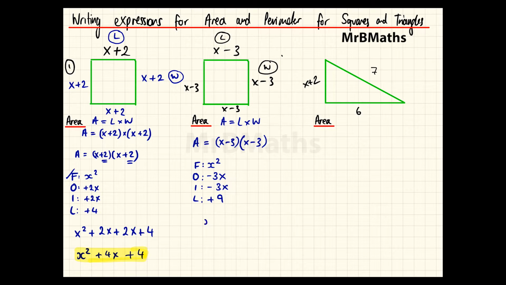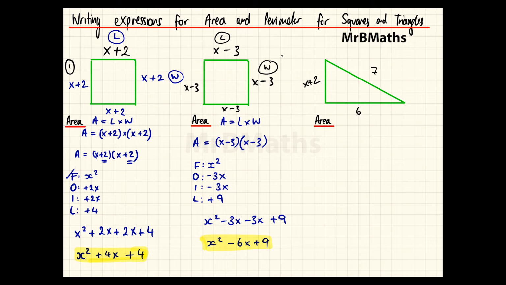If we then write that all out, we've got x squared minus 3x plus 9, and then we've got x squared minus 6x plus 9. So in terms of an expression for area for this square, we have x squared minus 6x plus 9.